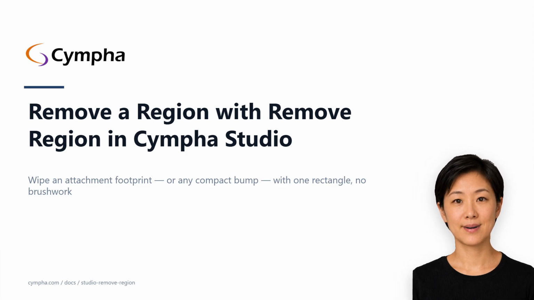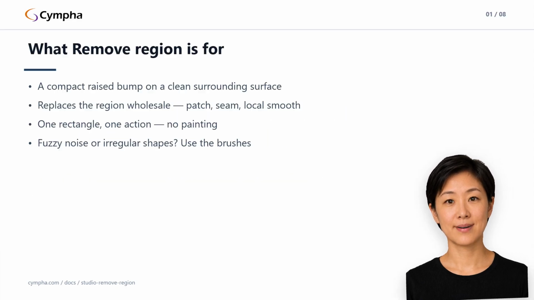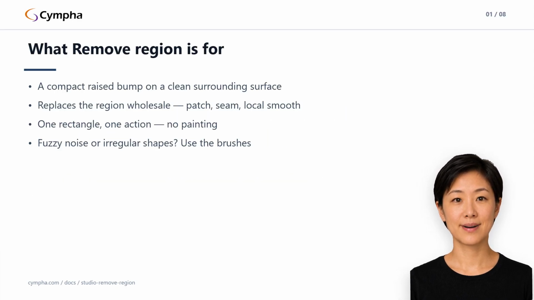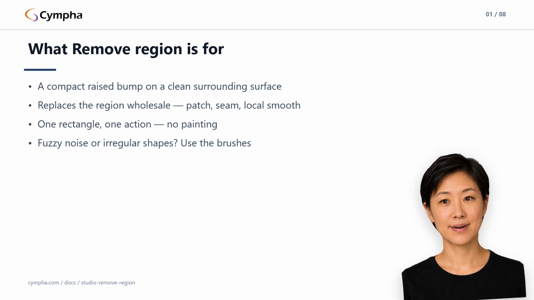Remove Region, the menu calls it Remove Region, like attachment, is built for one situation: a compact, raised bump sitting on an otherwise clean surrounding surface. The classic case is an attachment footprint. You drag a rectangle around the bump, and Studio replaces the selected region wholesale, a clean patch, blended into the surrounding mesh, with the area around it locally smoothed.